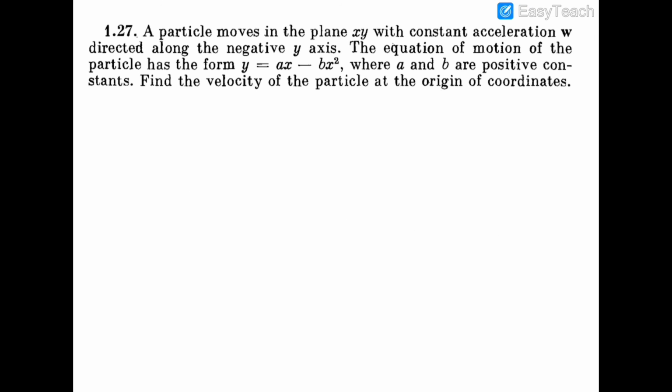In this question, you can see that a particle moves in xy plane with a constant acceleration w directed along negative y-axis, and the equation of trajectory of this particle has a form y is equal to ax minus bx square. So y is equal to ax minus bx square, and we have to find out the velocity of the particle at the point of projection. So we know the general form of the equation, y is equal to x tan theta minus half g x square upon u square cos square theta.